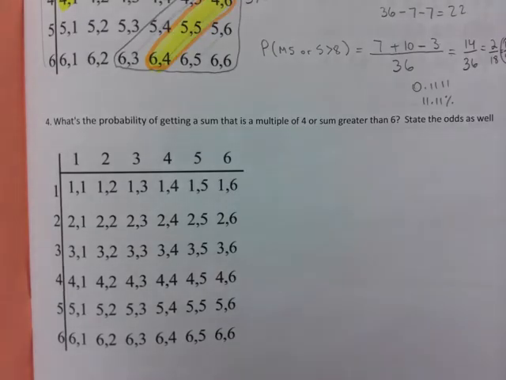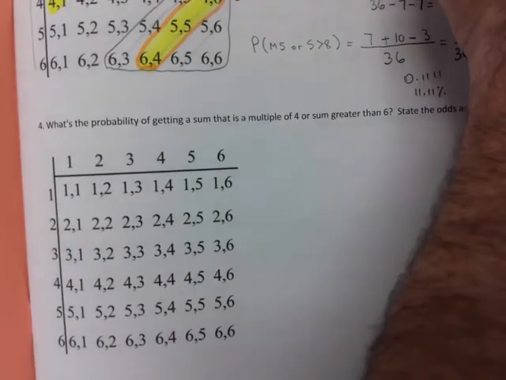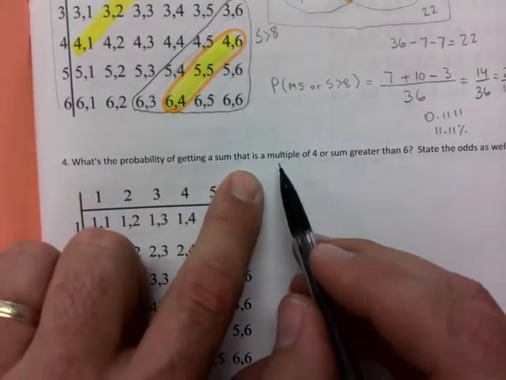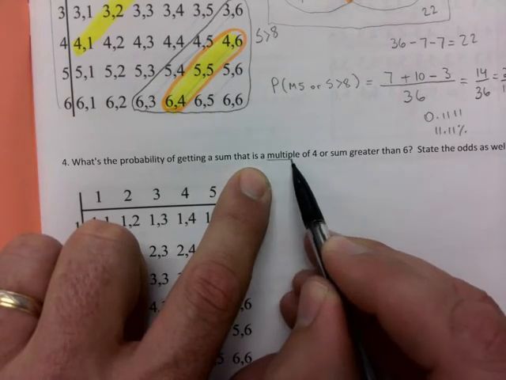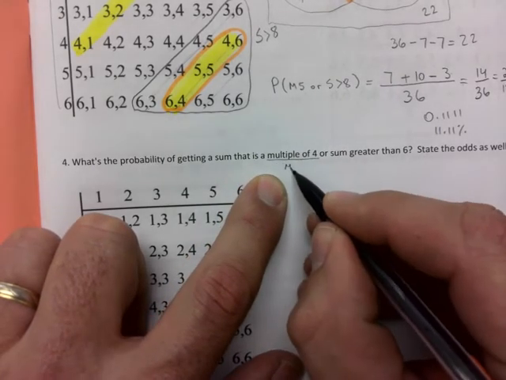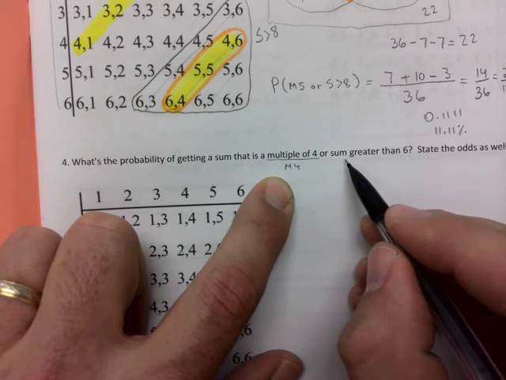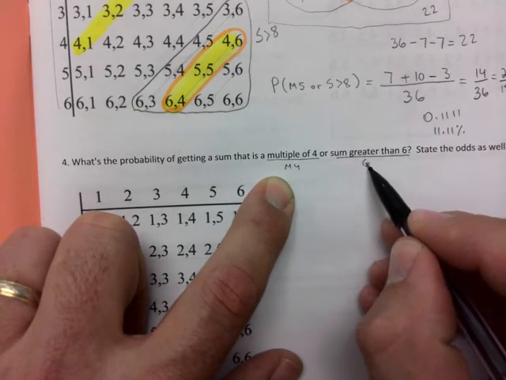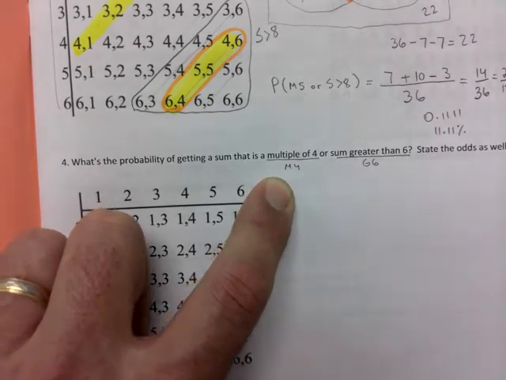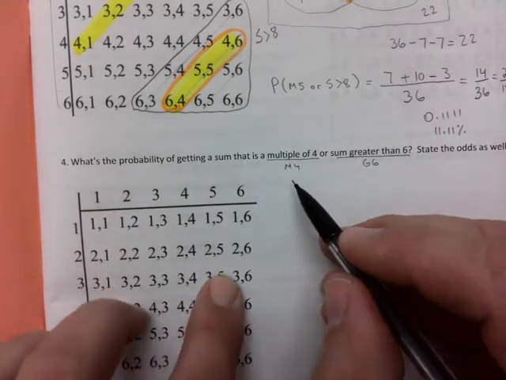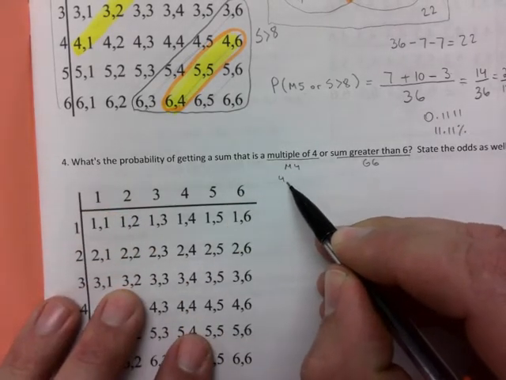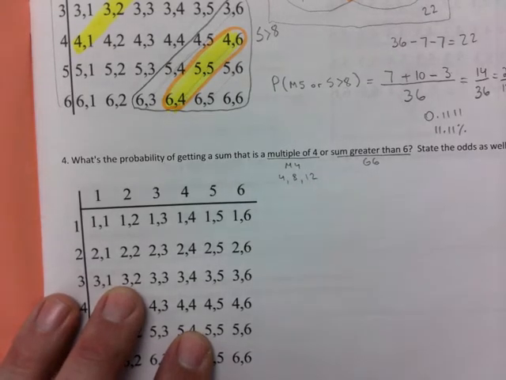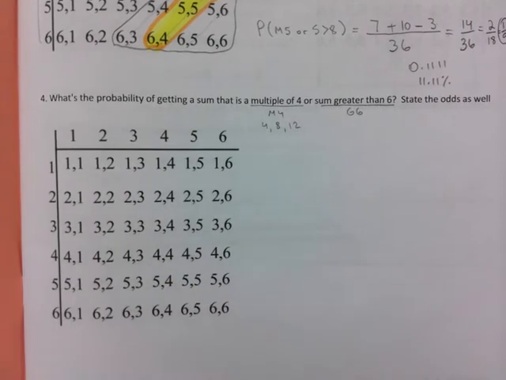Okay, one more here, ready? Now we want a sum that's a multiple of 4, or a sum that's greater than 6. We can also go G6, that's fine. Multiple of 4 means that the sum has to be equal to 4, 8, and we can actually also include 12. That's the greatest sum you can ever get, right?